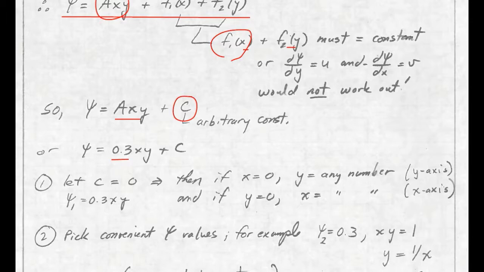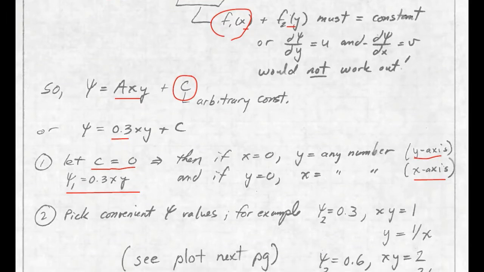So we need to get specific if we're going to draw them. So let's pick an easy one to start out with. Let's say that c can equal anything, so let's say it equals 0. And then we can call this stream function number 1 here. And then we can notice that if x equals 0, then y could be any number. If y equals 0, then x could equal any number. So this would be basically the y-axis and the x-axis. So these are actually part of the stream function. Otherwise, that's sort of the easy, trivial one to get.